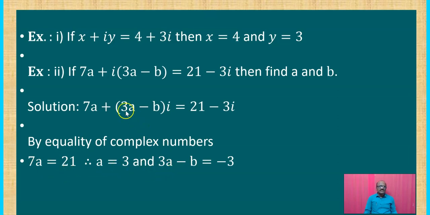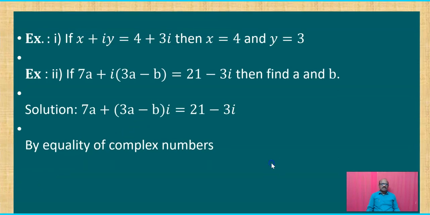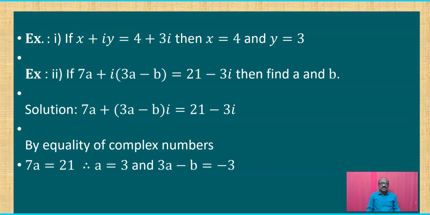Now equate the imaginary parts. On the left hand side, the imaginary part is 3a - b, and on the right hand side, the imaginary part is minus 3. Therefore 3a - b = -3. I will repeat: 7a = 21, therefore a = 3. Then 3a - b = -3, so 3 into 3 plus 3 is equal to b. Therefore b = 12.